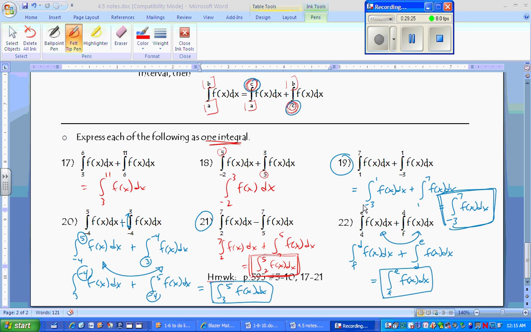Alright, check number 19, you should have definite integral from negative 3 to 7 of f of x dx. And for 21, definite integral from 2 to 5 of f of x dx.